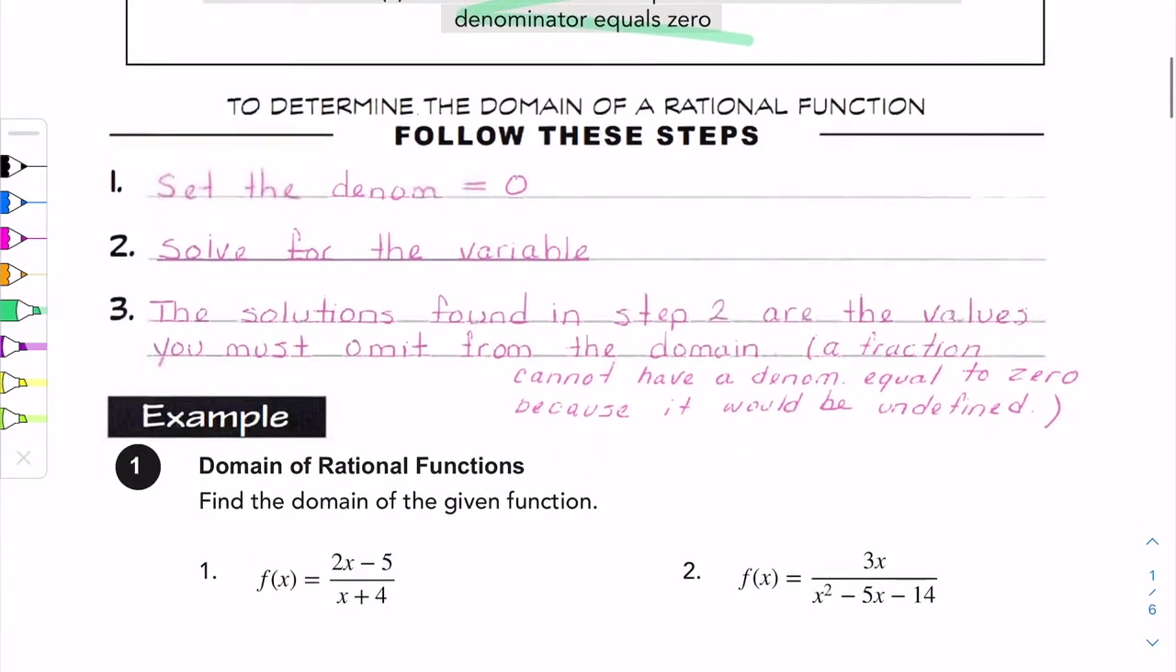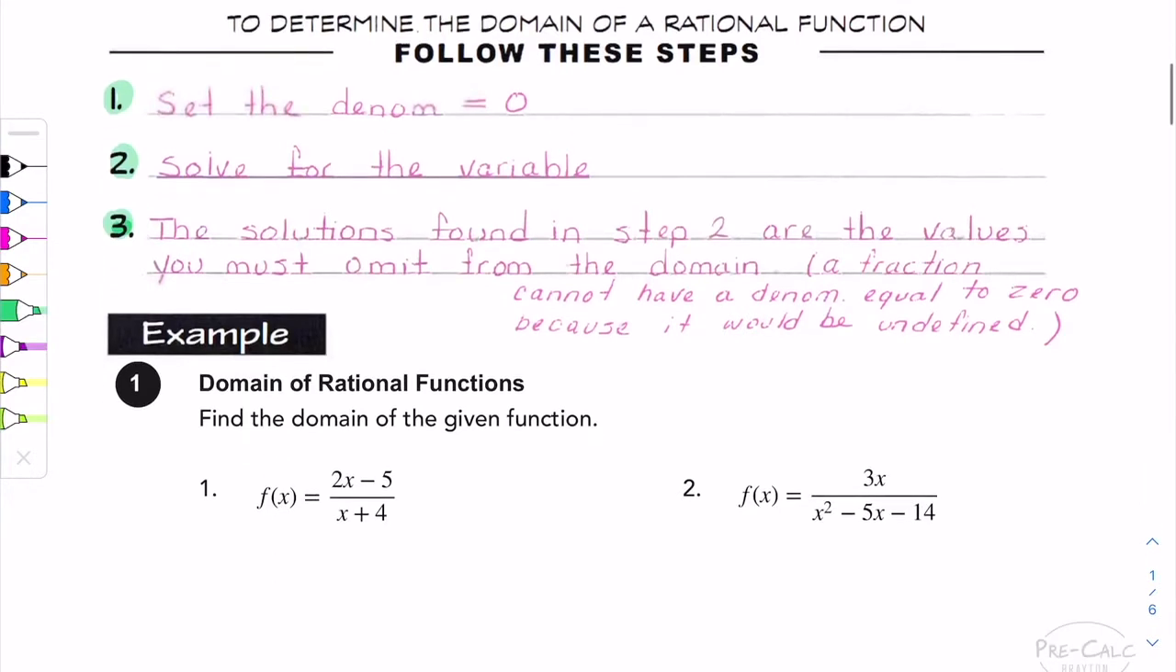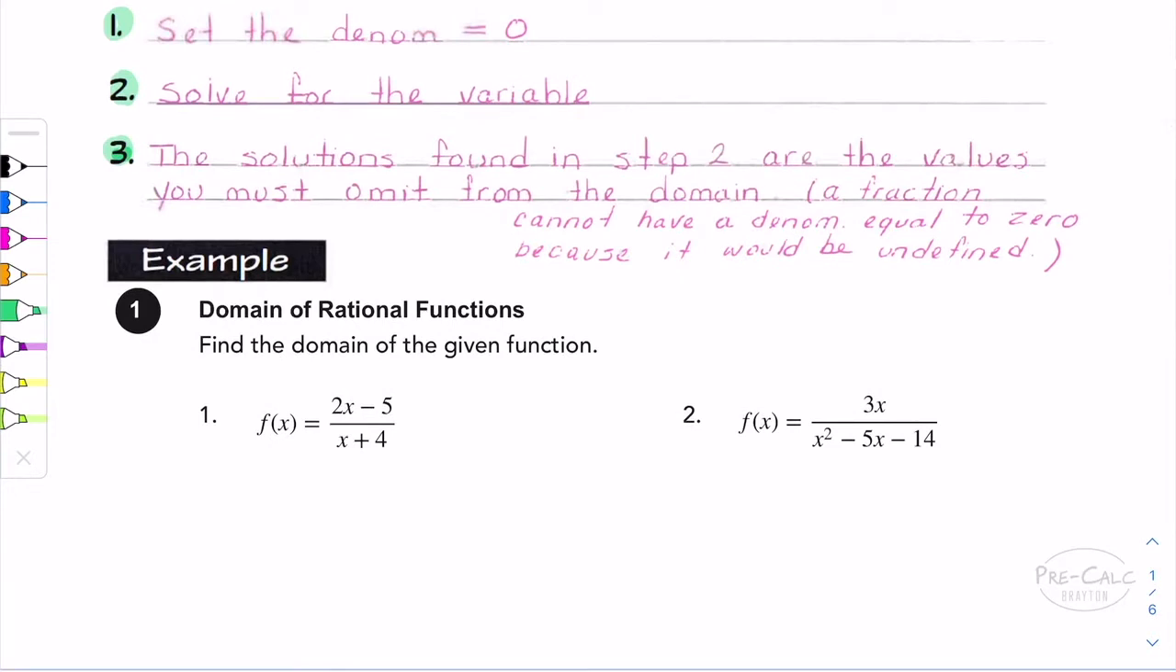The steps are first to set the denominator equal to 0. Then you solve for the variable. And then the solutions found in step 2 are the values you must omit from the domain. We have already done this year, so you might remember doing this at some point. Whatever values you have to omit must be written in interval notation.